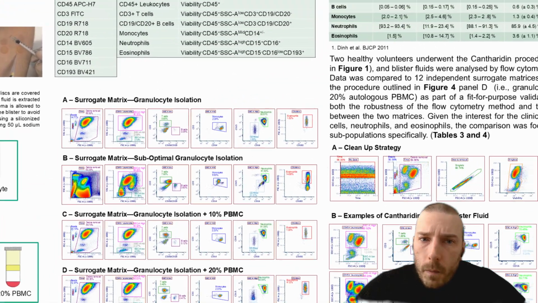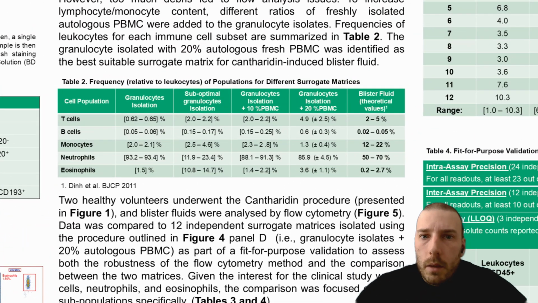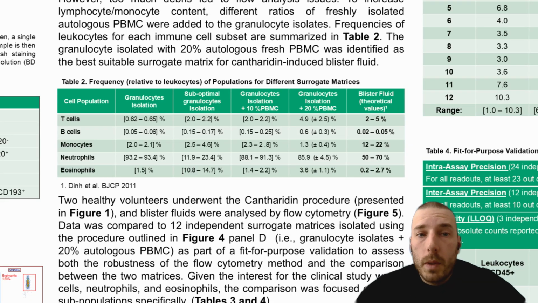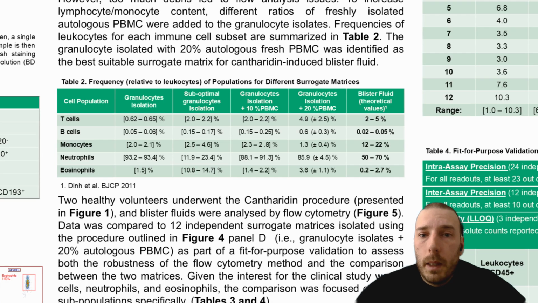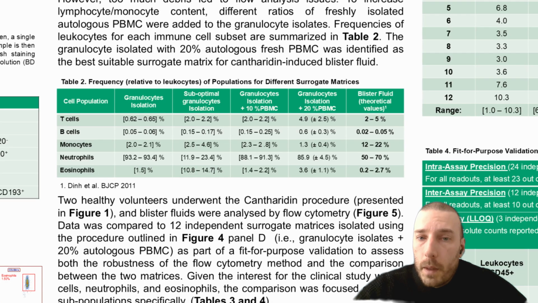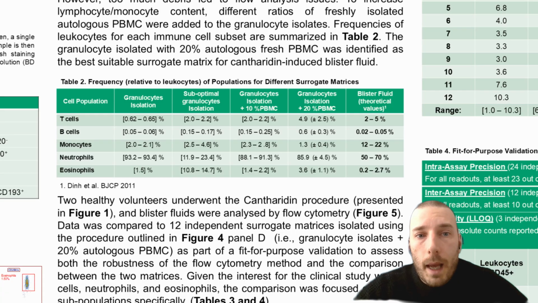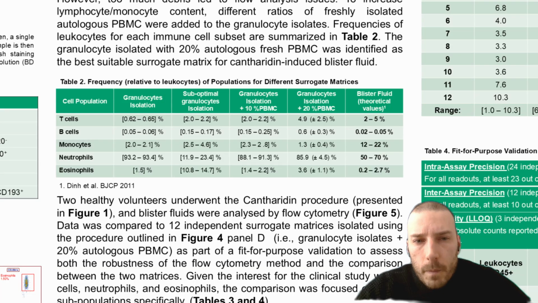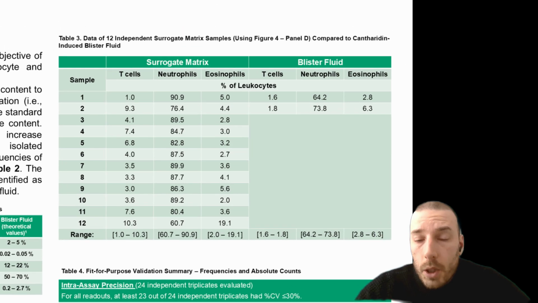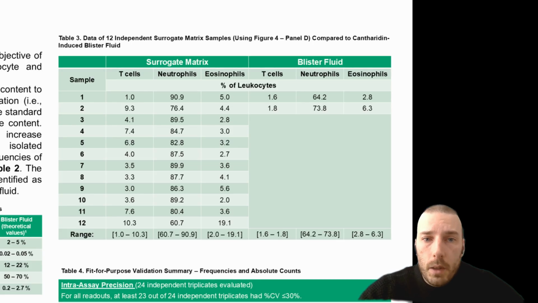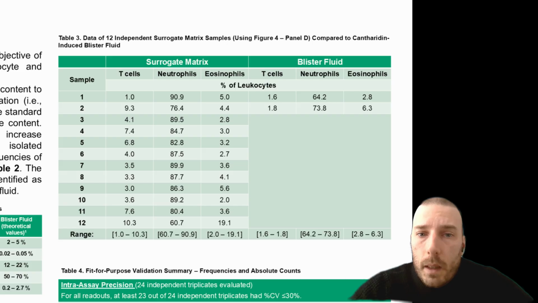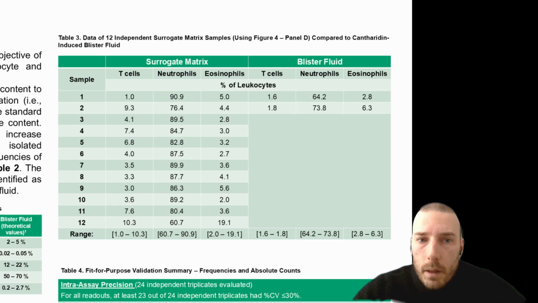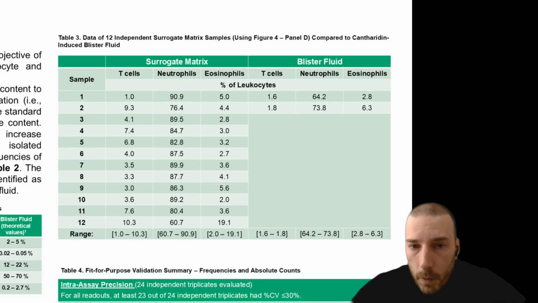From a quantitative perspective, the granulocyte isolation with 20% PBMC showed the closest lymphocyte content compared to the published theoretical blister fluid, as shown in the last two columns of Table 2. So this specific blister fluid surrogate matrix got generated 12 independent times during a fit-for-purpose validation of this specific flow cytometry assay. The T cells, neutrophils, and eosinophils content of those samples are listed in Table 3.